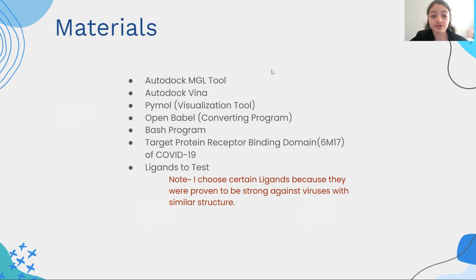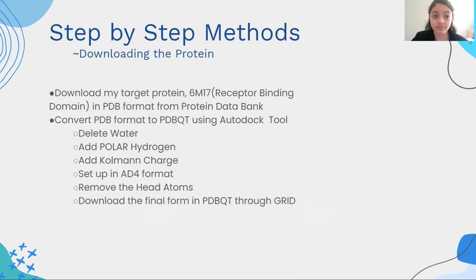Here are the materials that I used: AutoDock MGLTools, AutoDock Vina, PyMOL, OpenBabel, the BASH program, our target protein, and ligands to test. These all were downloaded onto my computer. I chose certain ligands because they were proven to be strong against viruses with similar structure. Therefore, when I researched for ligands, I typed in ligands strong against alpha and beta coronaviruses.